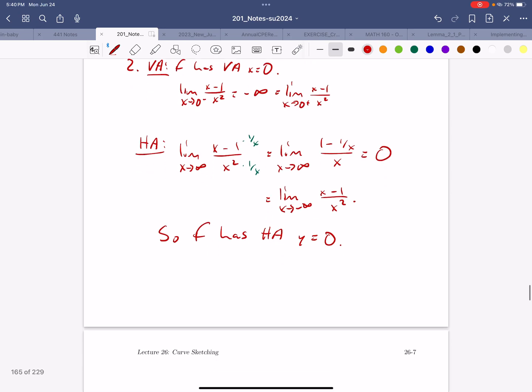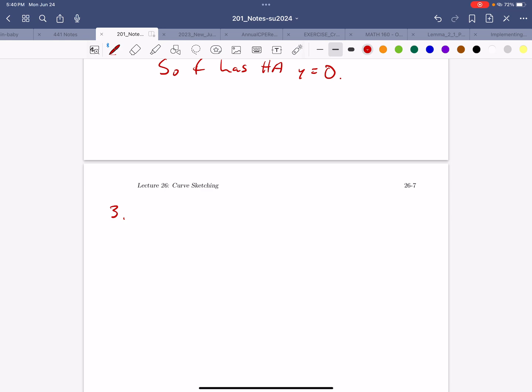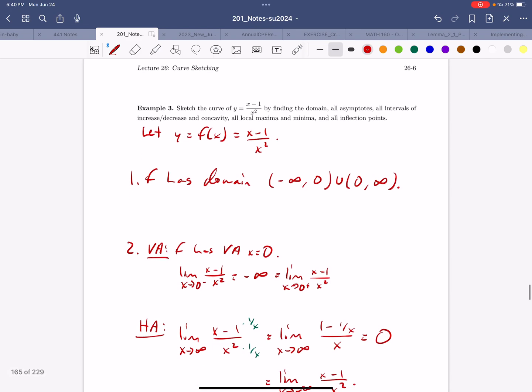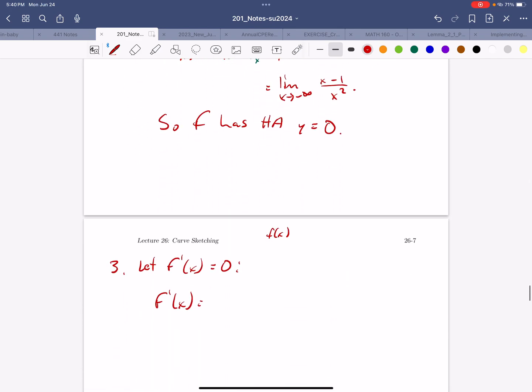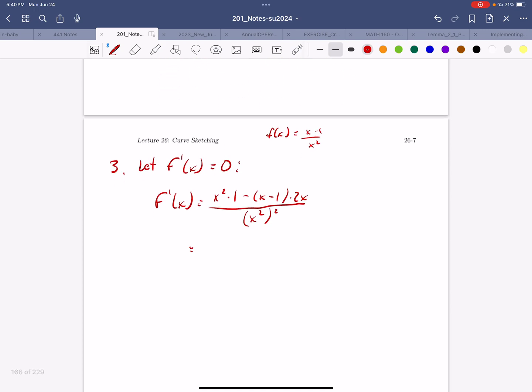Okay, good to know. Now let's go on to the calculus. We're going to let f prime of x equal 0, and then say down here, f prime of x equals, maybe I'll just write over here so I remember, low d high minus high d low all over low squared. When we do it out, we get x squared minus 2x squared plus 2x on the top. We get x to the fourth on the bottom.